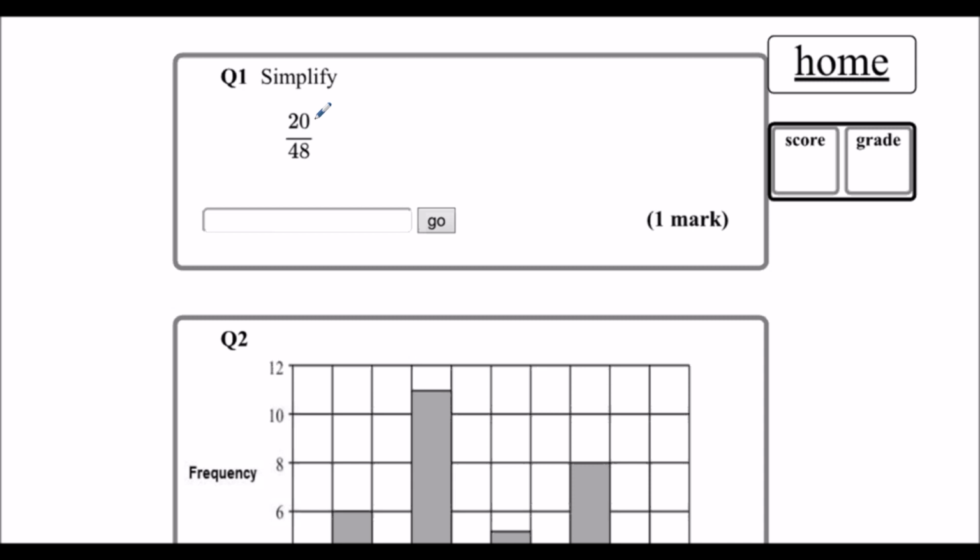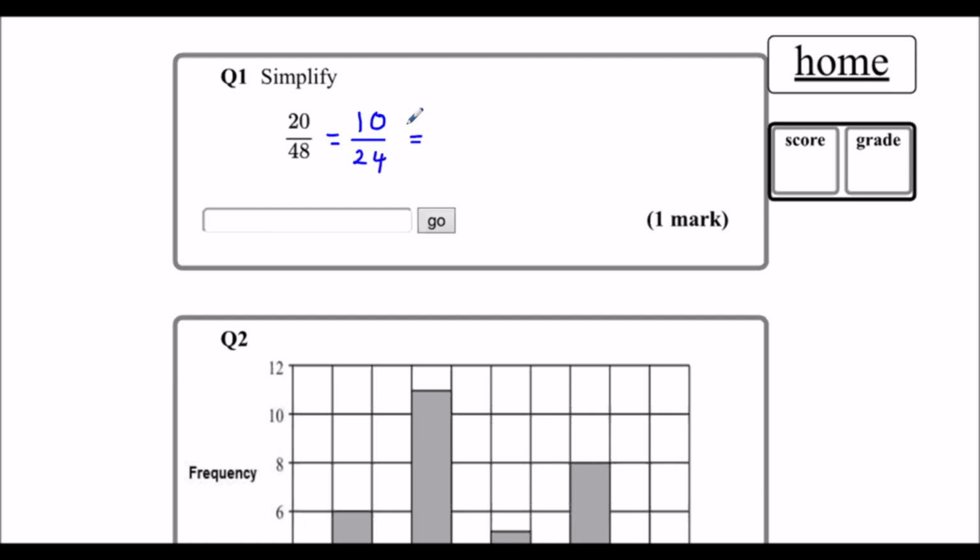We need to see what times table the top and the bottom are both in, the numerator and the denominator. So we know they're both in the 2 times table because they're both even numbers. So I can half top and bottom. Half of 20 is 10. Half of 48 is 24.